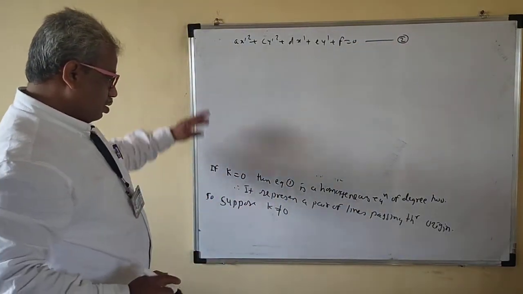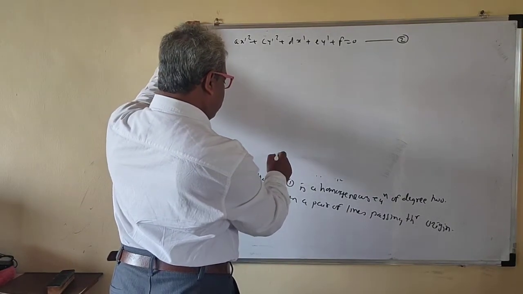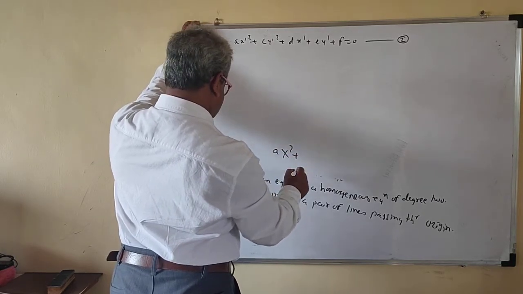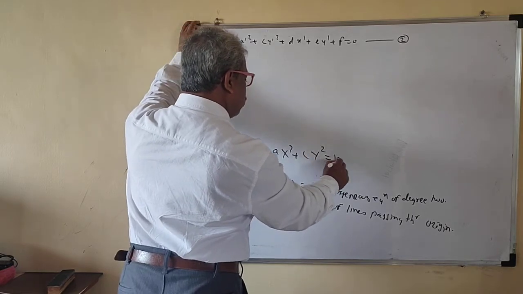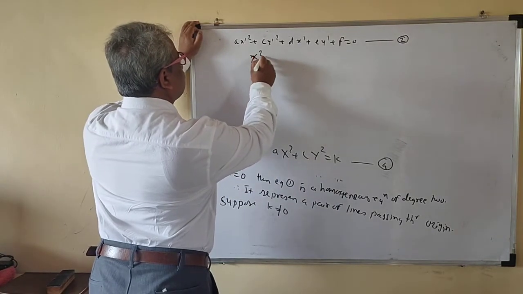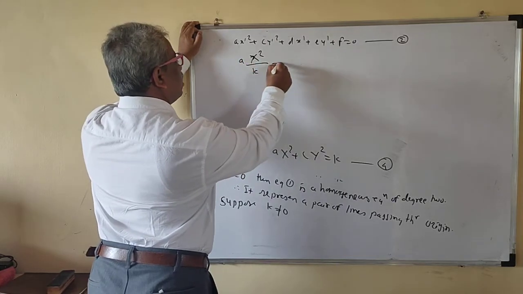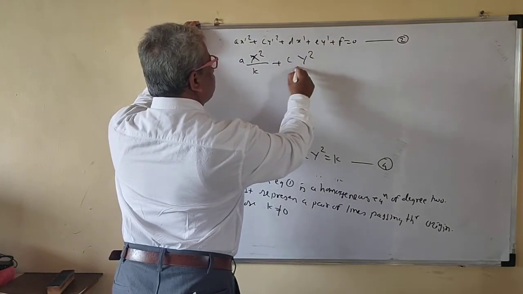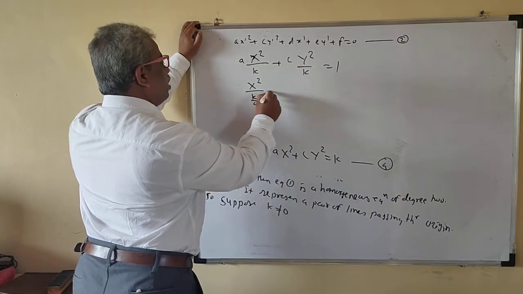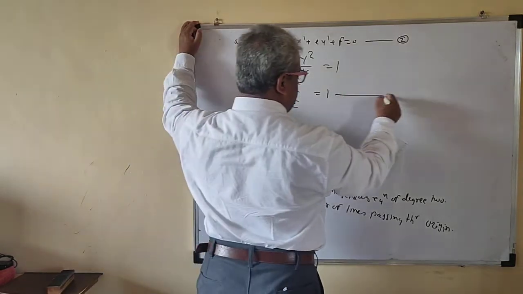Okay, now where we get this? This is what? A x square plus C y square is equal to k. This is your 4. So this will be what then? Capital X square upon k, I am shifting this k here, plus C y square upon k is equal to 1. I can write this as x square upon k upon a plus y square upon k upon c is equal to 1. I will call this 5.